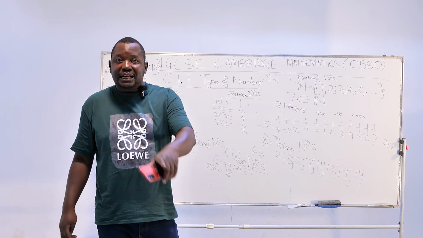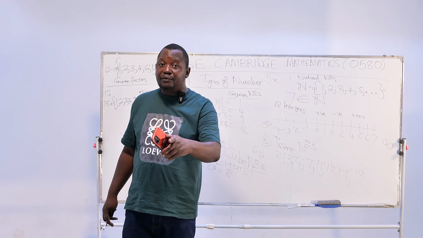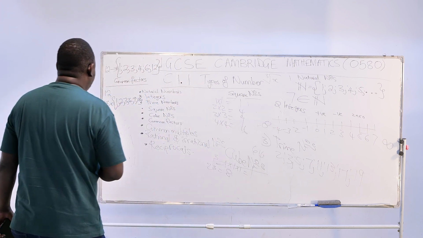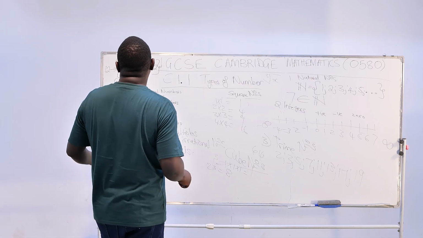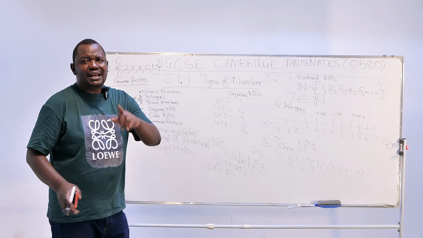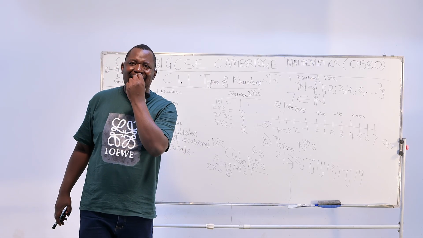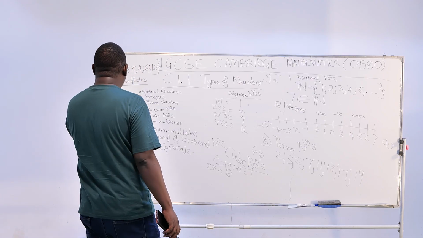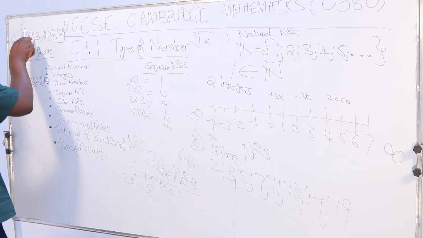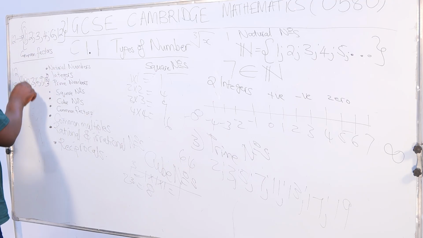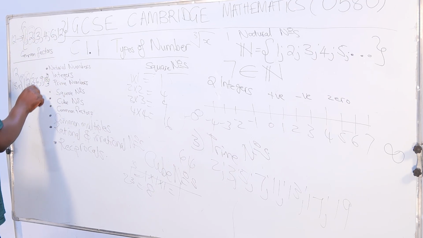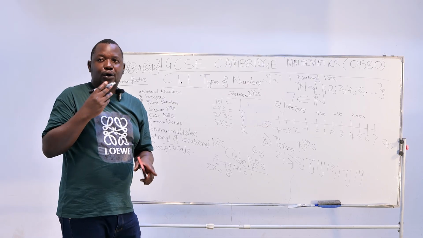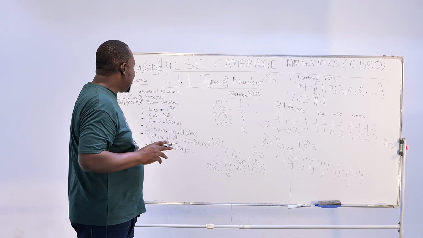And then what is the common factor of 12 and 18? We check the factors that are common to both 12 and 18. If you check, you have 1, you have 2, you also have 3, you have 6, right? These are what we call the common factors, all right?